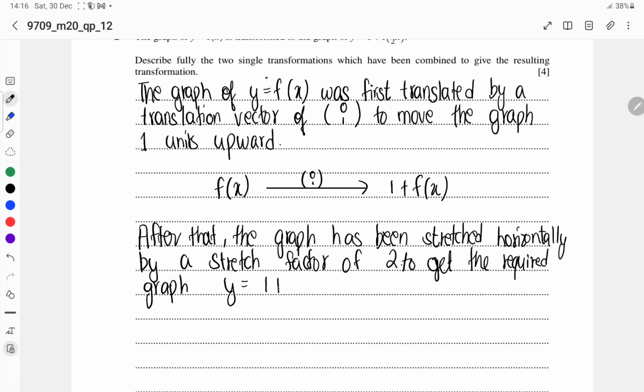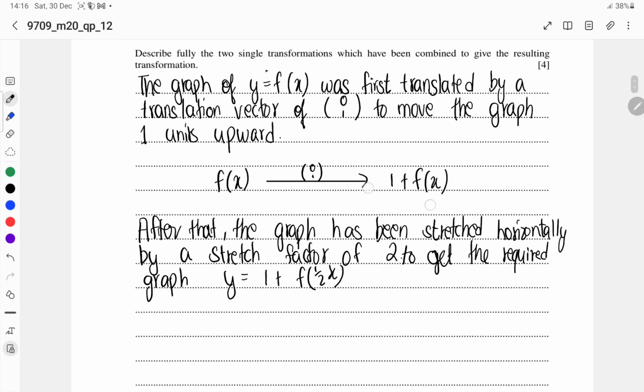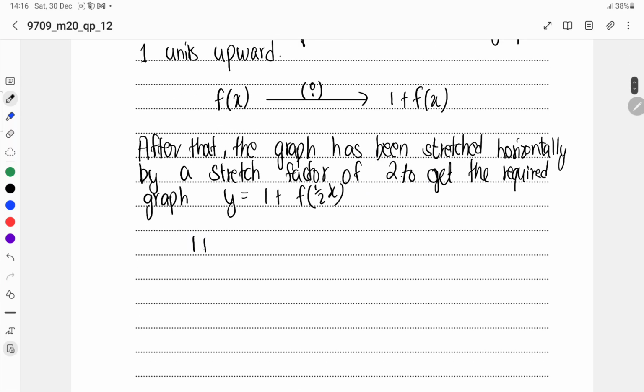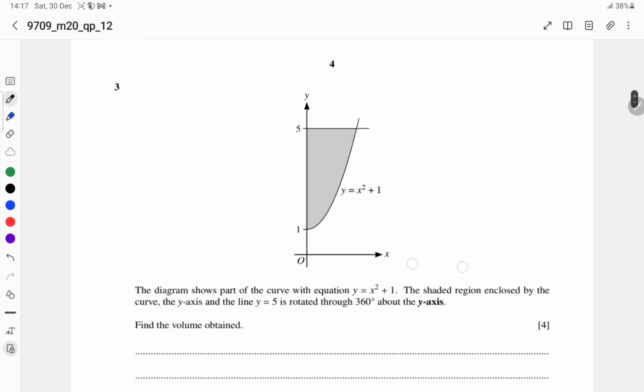Y is equal to 1 plus f of half x. So I think it should be pretty clear what has been done. So 1 plus f(x) has been stretched by 2 in the x-axis direction to get 1 plus f of half x. So let's move on to the next question.